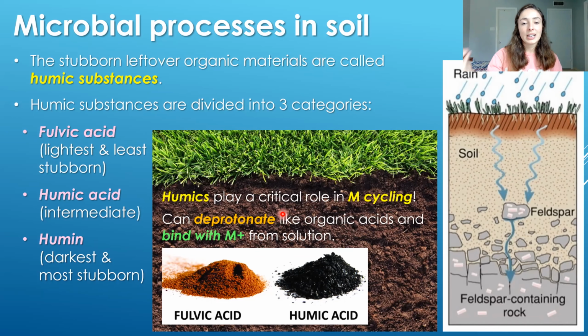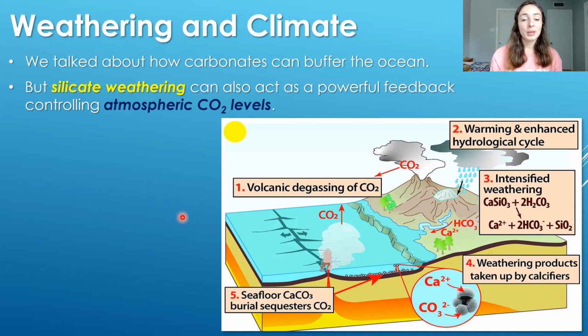And then the leftover organic anions attack the metal cations that are released from the mineral surface, and so on. And so humics play a really important role in metal cation cycling. So finally, getting to how mineral and rock weathering can affect climate.